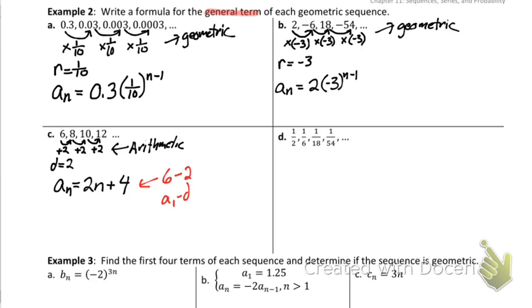All right, last one looks more geometric because it doesn't look like I'm adding to get to 1/6 and then adding to get to 1/18 and then adding to get to 1/54. I can't use that same number. So we're going to look for multiplication. And this is going to be times 1/3. 6 times 3 is 18, so this must be times 1/3 as well. And 18 times 3 gives me 54, so this must also be times 1/3. So my common ratio is 1/3, and it is in fact geometric.